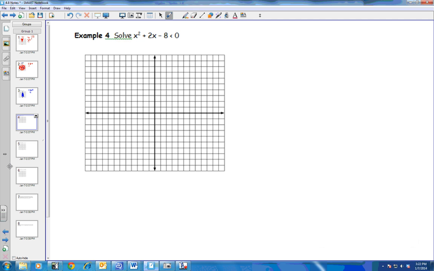Okay, example 4. This time it says solve x squared plus 2x minus 8 is less than 0. So the first thing we're going to do, we're going to graph it again. Let's find our vertex, negative b over 2a. So that's going to be negative 2 over 2 times 1. So negative 2 over 2, that's negative 1. So I know my axis of symmetry is at negative 1.